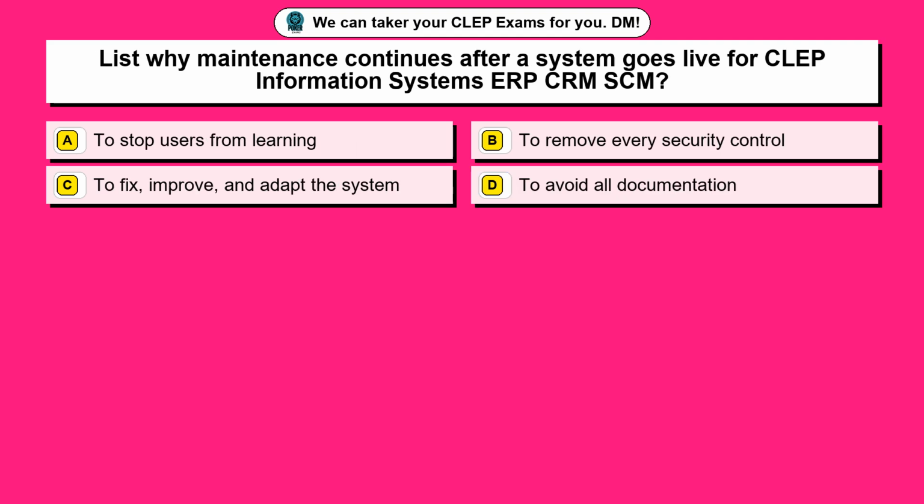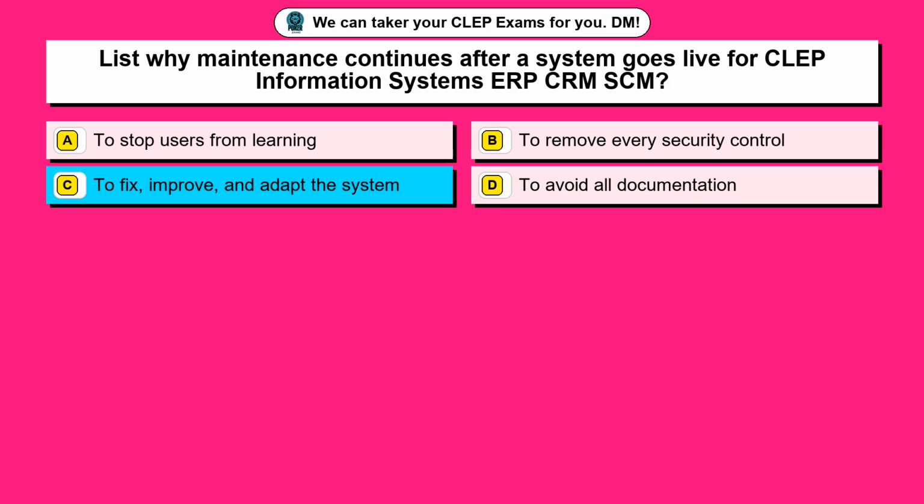Question 77. List why maintenance continues after a system goes live for CLEP Information Systems ERP CRM SCM. Option A. To stop users from learning. Option B. To remove every security control. Option C. To fix, improve, and adapt the system. Option D. To avoid all documentation.